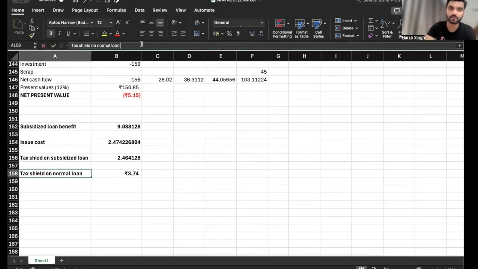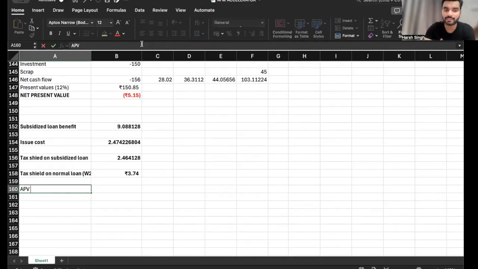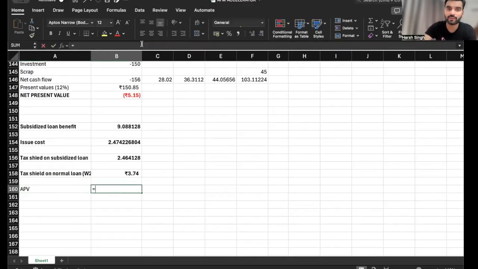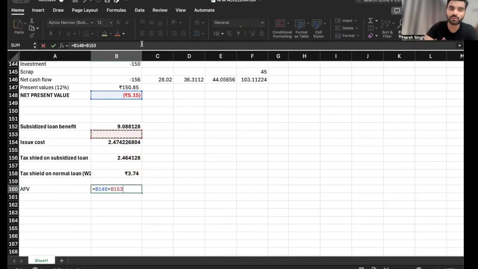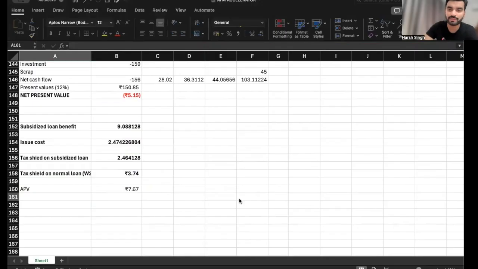I'll put it working two. And then I can put down adjusted present value over here, which will be equal to net present value plus subsidized loan benefit minus issue cost plus tax shield plus tax shield on normal. So what is my adjusted present value over here, everyone? 7.67.